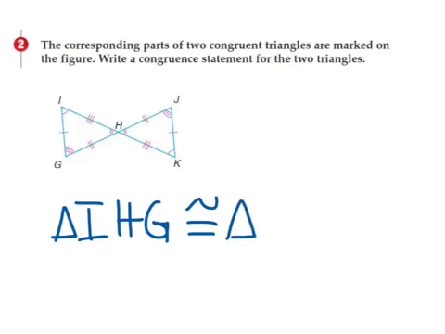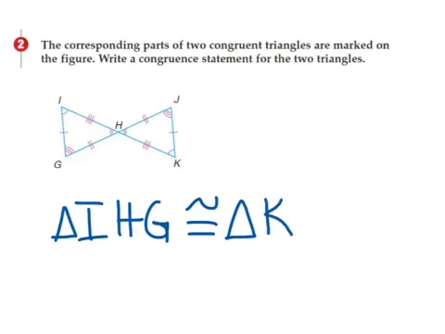But before I list the second triangle, I want to make sure that I list the vertex within the second triangle that has the same amount of arcs as I, since I is listed first. Within our first triangle, I has 1 arc. Therefore, I'm going to list K first, since it has 1 arc.